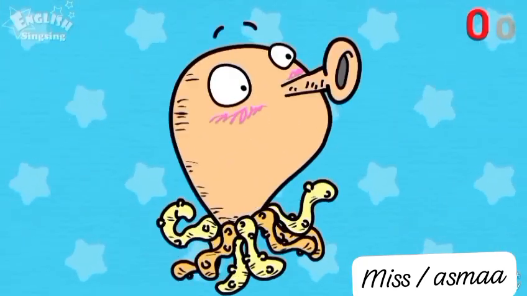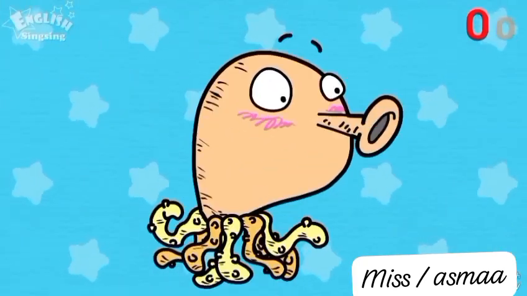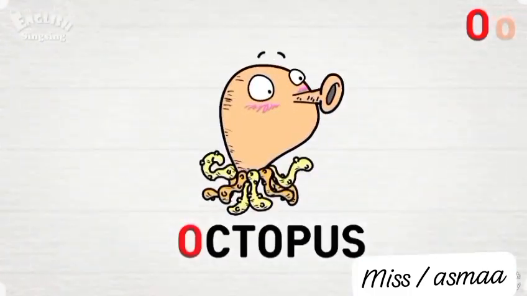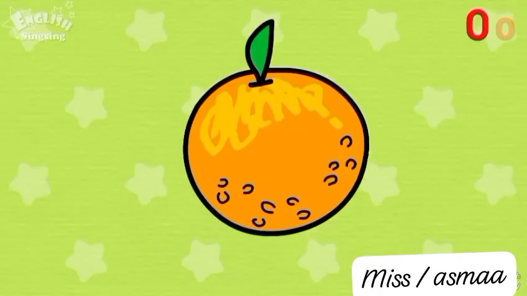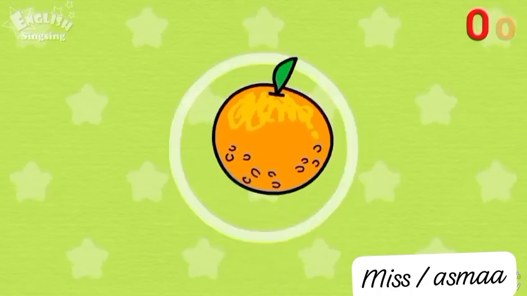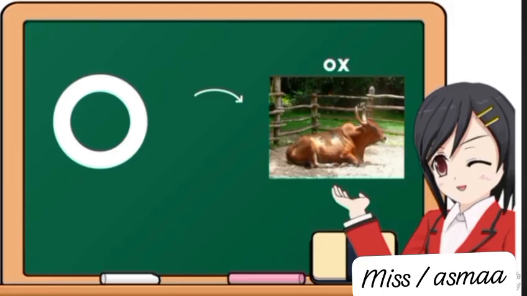Octopus. Octopus. Yes, the beginning letter is O. The beginning sound is O. Orange. Orange. Yes. Ox. Ox.